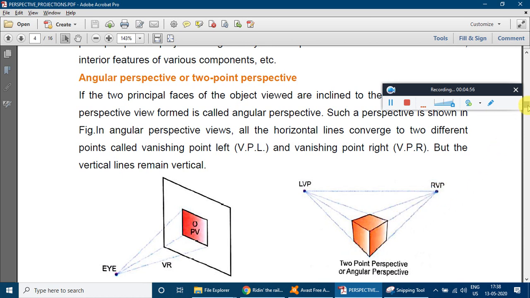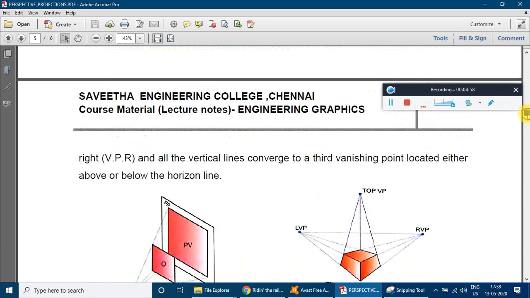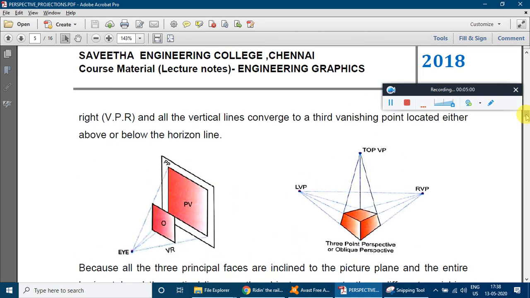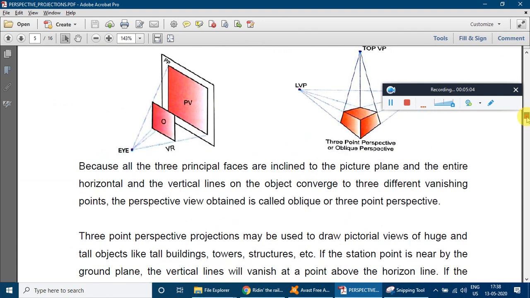And likewise, what will the 3-point perspective be? The top view will also be projected, right? So this is the 3-point. In our syllabus problems, we will be concentrating on 1-point perspective.